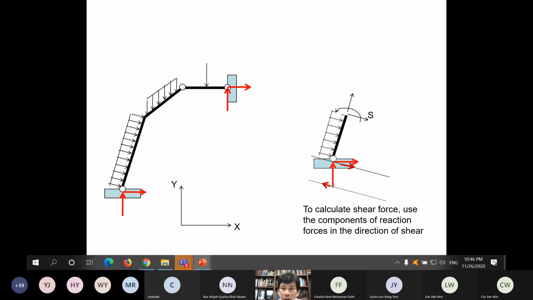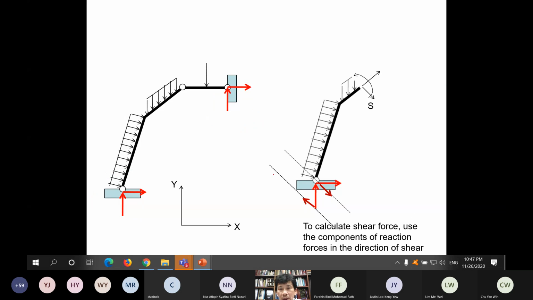Then when you want to calculate shear force for this member, it is defined not in horizontal and vertical anymore, so you have to find the components of the reaction forces, horizontal and vertical, following the direction of the shear force. So what is the component of this vertical reaction force in the direction following the shear force? You must be able to find that when you want to calculate the shear force in this member. But get the reaction forces following X and Y, that will be easier.